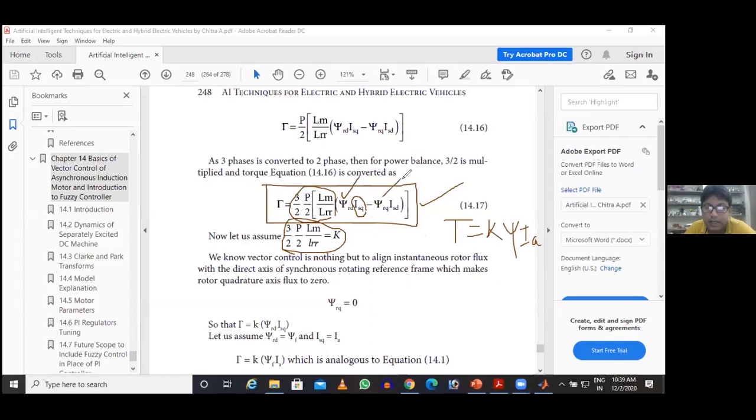Now, if I somehow make psi rq 0, then I will get the equivalent torque analogy of an induction machine, same as a separately excited DC machine. So basically, I am trying to do that.